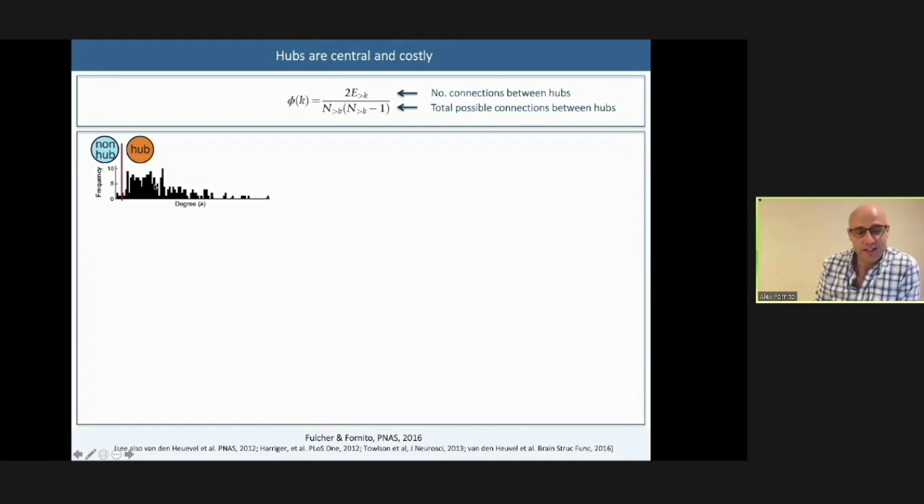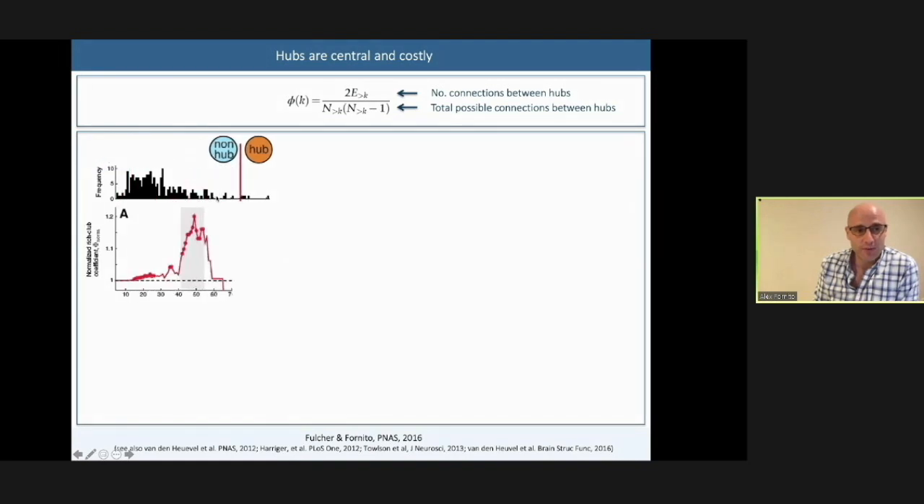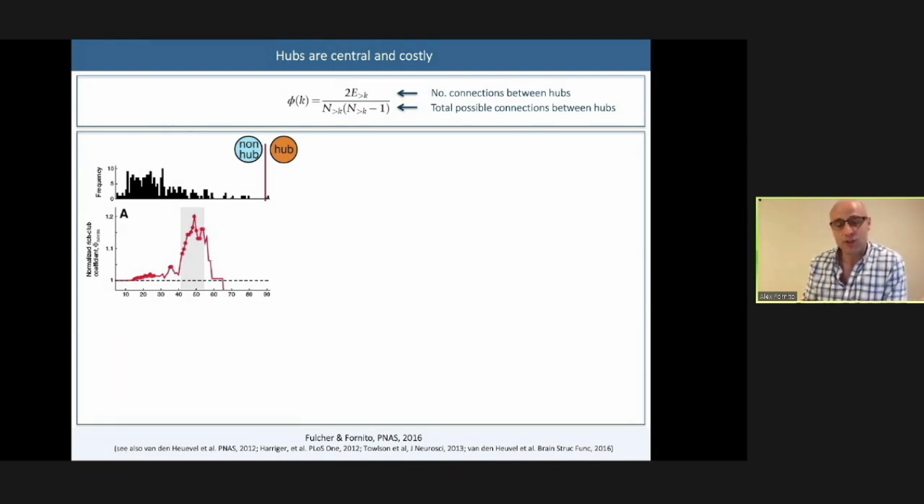So everything above is a hub, nearly everything in the network is a hub. And we compute our phi coefficient, and then we do this for all possible hub thresholds, so moving through the distribution. So we plot the rich club coefficient here, and here it's normalized by what we see in an appropriate null model. So values greater than 1 are indicative of the fact that we see greater connectivity between the hubs of the network than we expect by chance.